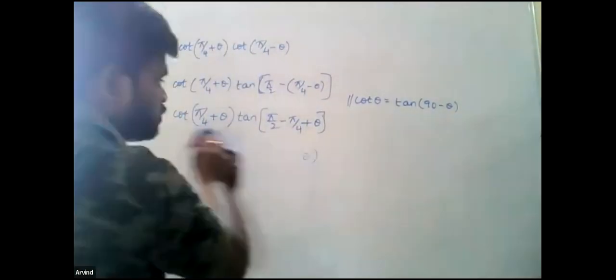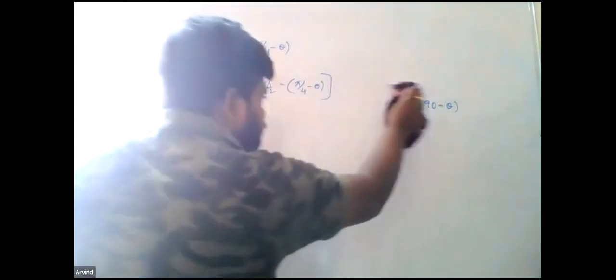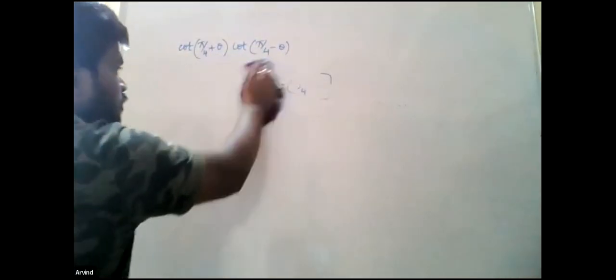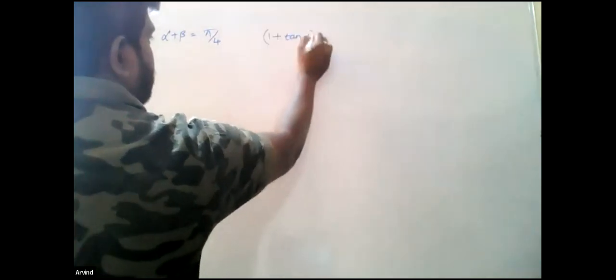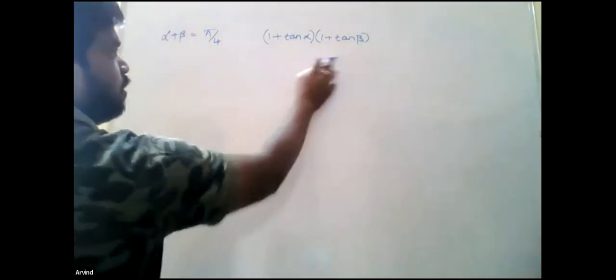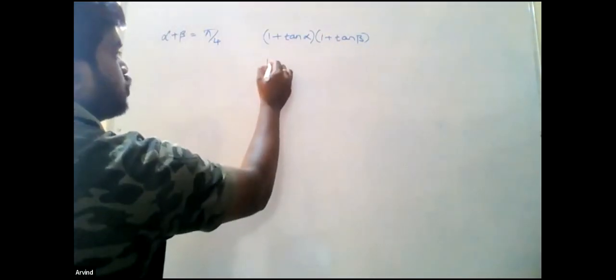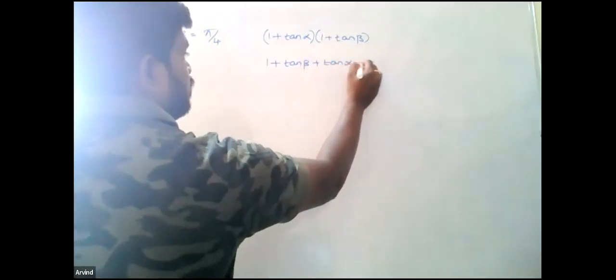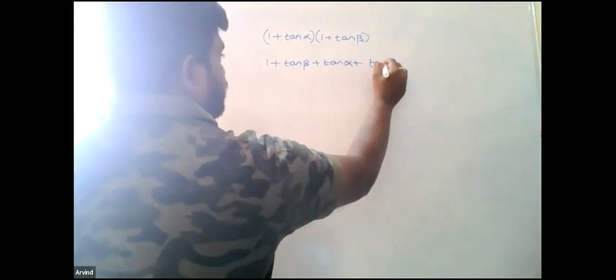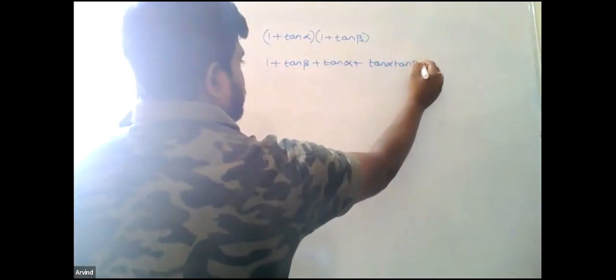So observe, it is 2. Simple. Alpha plus beta equals pi by 4. Then you have to find the value of (1 plus tan alpha) into (1 plus tan beta). Just simplify this binomial multiplication. So you get 1 plus tan beta plus tan alpha plus tan alpha tan beta. This is what you get.